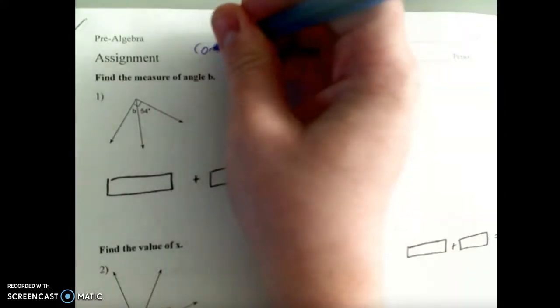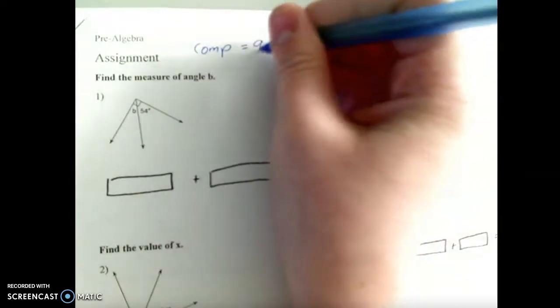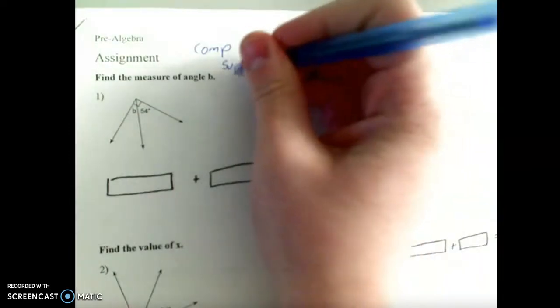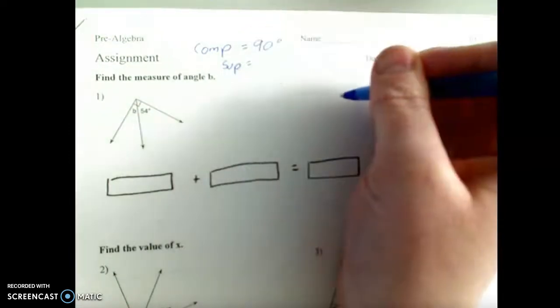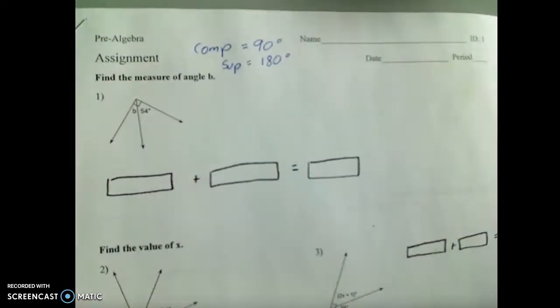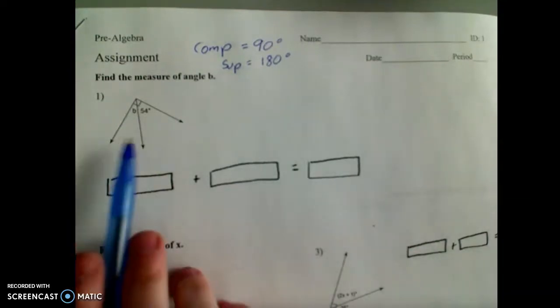First thing we want to talk about is remember your complementary angles are going to add up to be 90 degrees. Your supplementary angles are going to add up to be 180 degrees. Now we're going to use this information to solve some problems. Let's start with one just like yesterday.